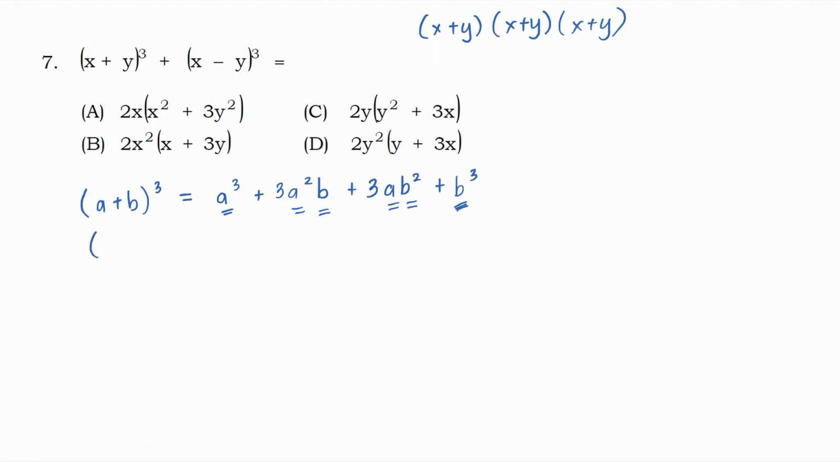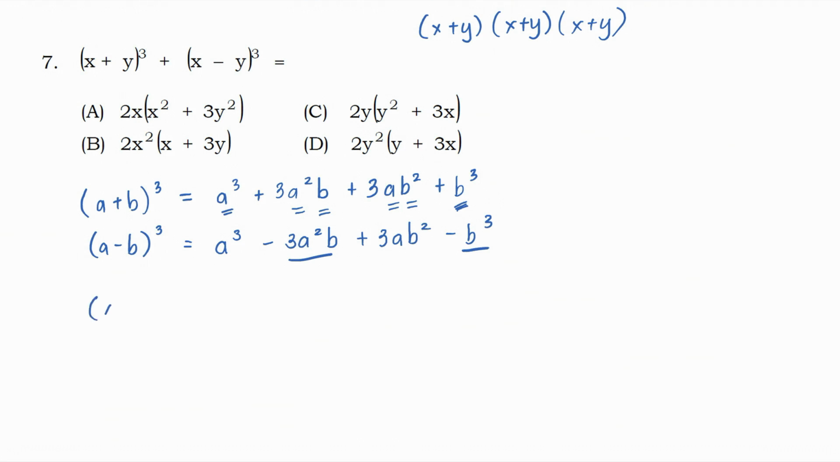And then, kapag a minus b naman, naging subtraction. So, quantity a minus b raised to 3, mag-iiba lang yung sign sa second term and fourth term. So, a raised to 3 minus 3a squared times b plus 3a times b squared and then negative b cubed. So, mag-iba lang yung sign dito sa term na to and fourth term. So, gagamitin natin yung formula na yan.